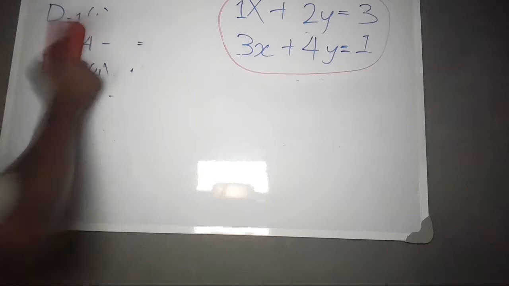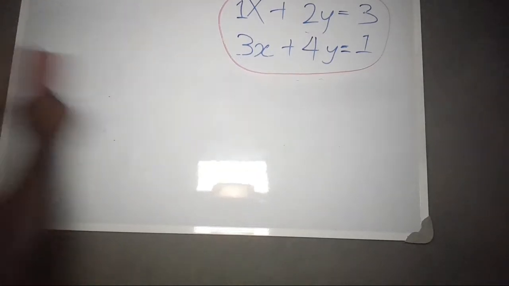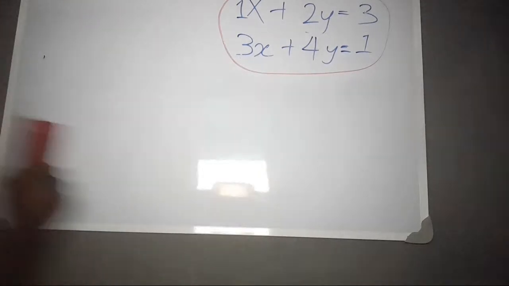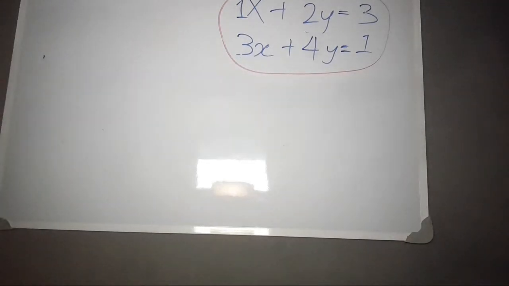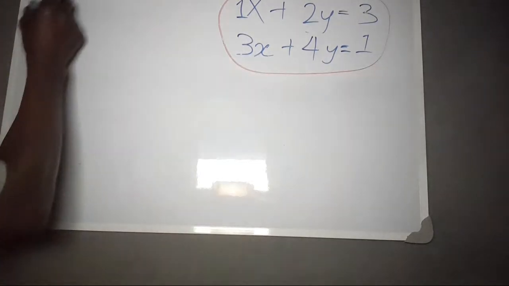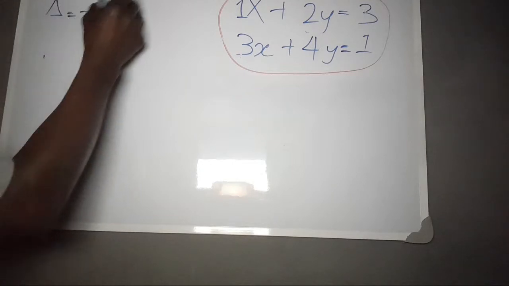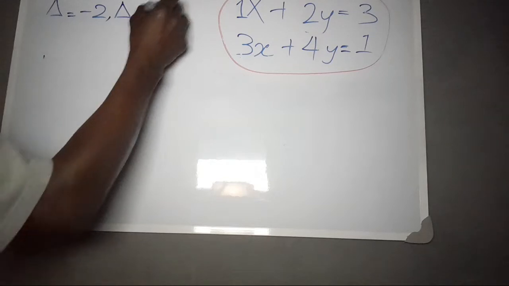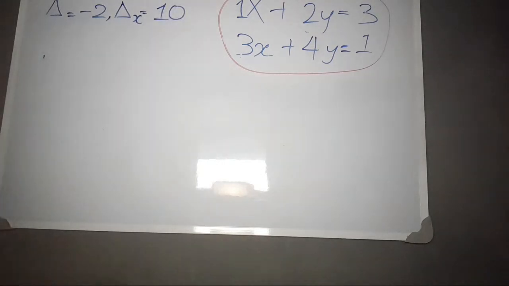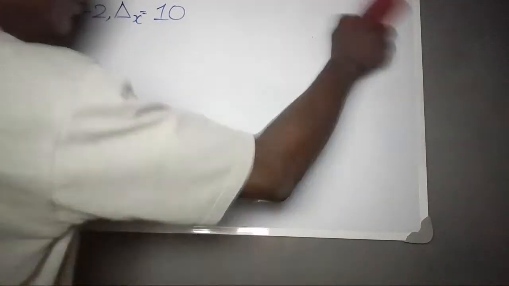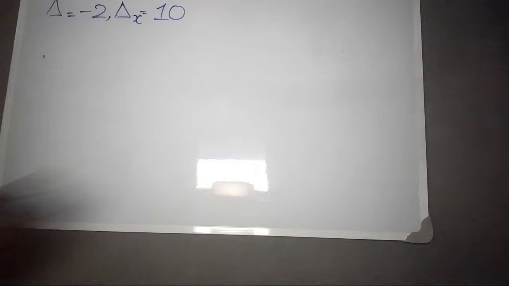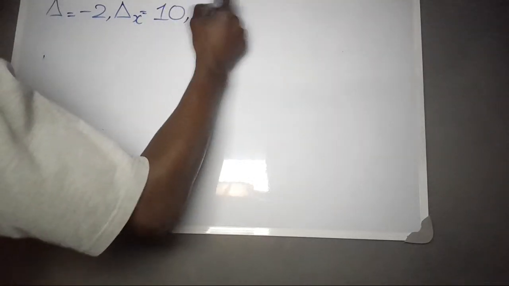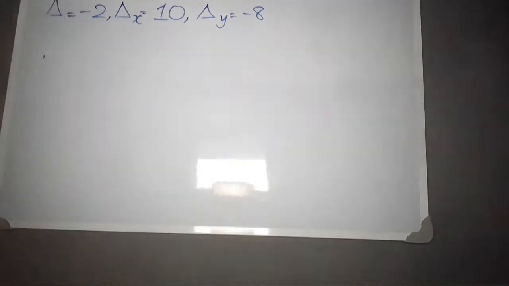So this is just the second step. There's one last step we have to observe, and the one last step is, let me write this here. This is equals to minus 2. x is equals to 10. I think we are done with this now. y is equals to minus 8.